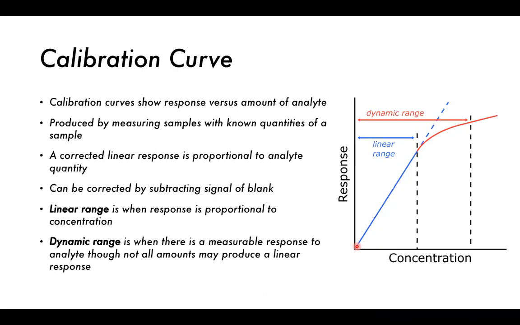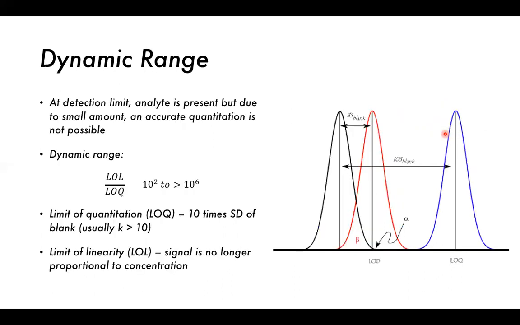So the dynamic range is when there is a measurable response to analyte, though not all amounts may produce a linear response. So the dynamic range includes the linear range, but it also includes the area outside of the linear range where we no longer have a linearly responsive instrument to concentration. At the detection limit, the analyte is present in such a small amount that accurate quantitation is not possible.